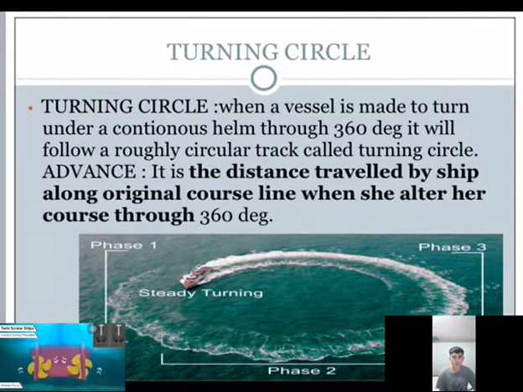Turning circle. When a vessel is made to turn under a continuous helm through 360 degrees, it will follow a roughly circular track called the turning circle. Advance: it is the distance traveled by the ship along the original course line when she alters course through 360 degrees.